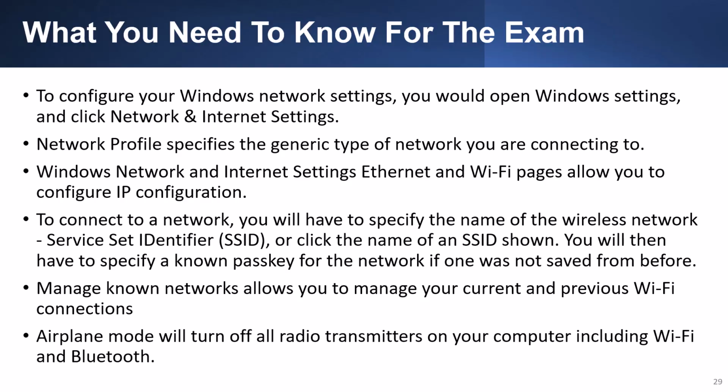To connect to a wireless network, you'll have to specify the name of the wireless network, Service Set Identifier or SSID, or click the name of the SSID shown. You'll then have to specify a known passkey for the network. Manage Known Network allows you to manage your current and previous Wi-Fi connections. Airplane mode will turn off all radio transmitters on your computer, including Wi-Fi and Bluetooth.